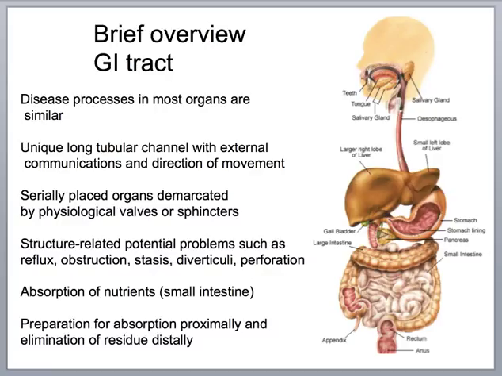Each part of the GI tract has a separate function that contributes to the overall directional movement of material. The small intestine is primarily involved in the main function of the GI tract, which is to absorb nutrients. The colon, on the other hand, functions to absorb water and prepare the fecal material for eventual elimination.